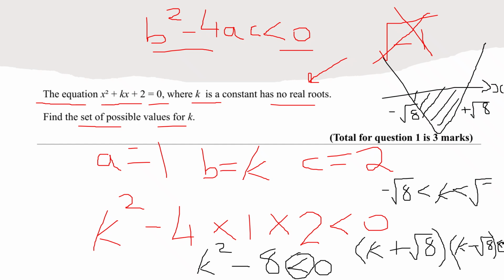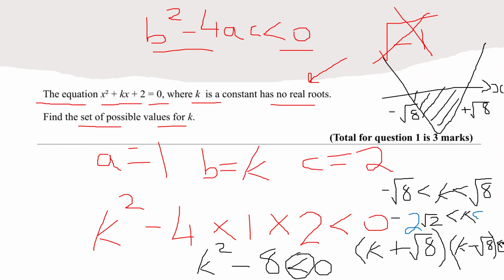Of course, I can actually simplify that if I want to. Root 8 is root 4 times root 2. So I can also write it as minus 2 root 2 is less than k, which is strictly less than 2 root 2. Okay, that also works. Let's just delete that and write that again. And that, guys, is our final answer.